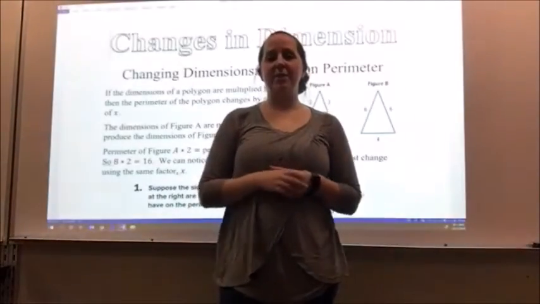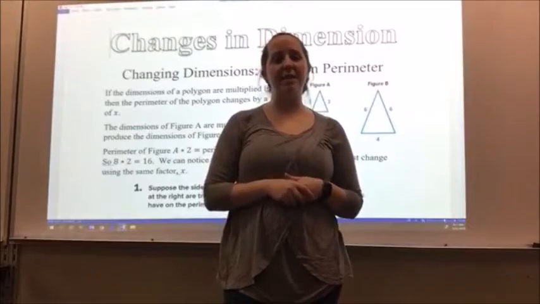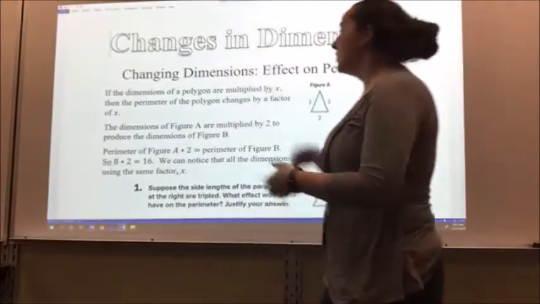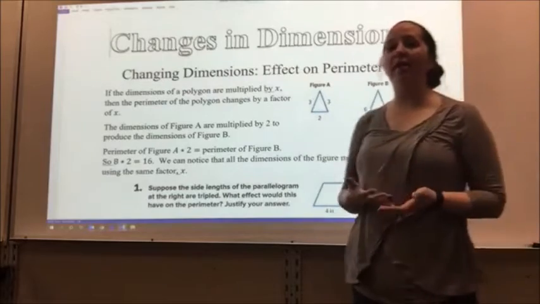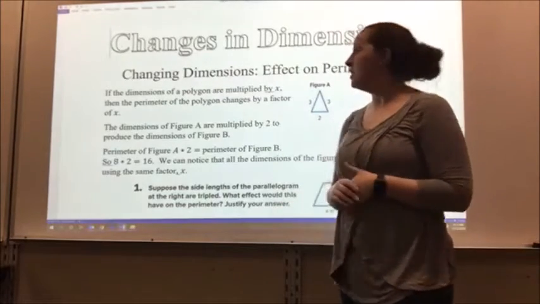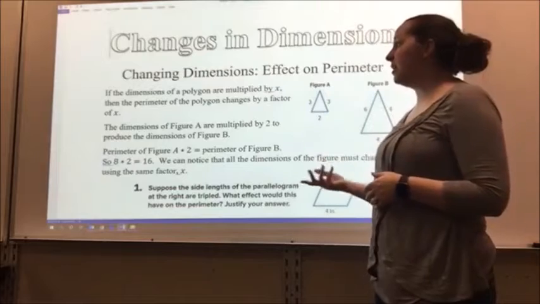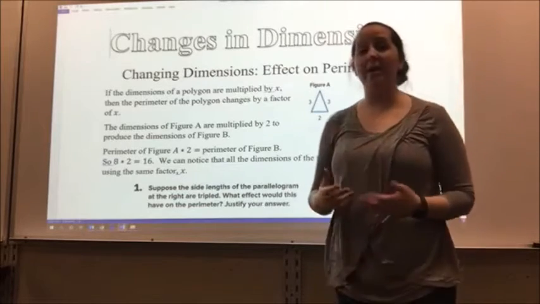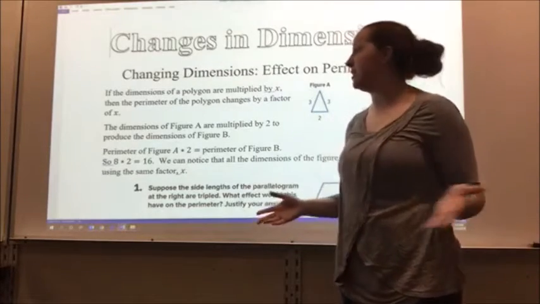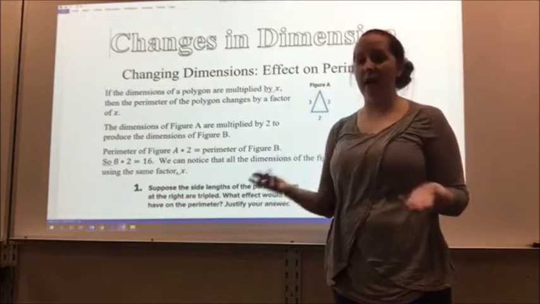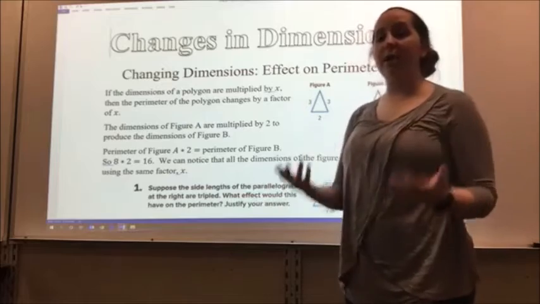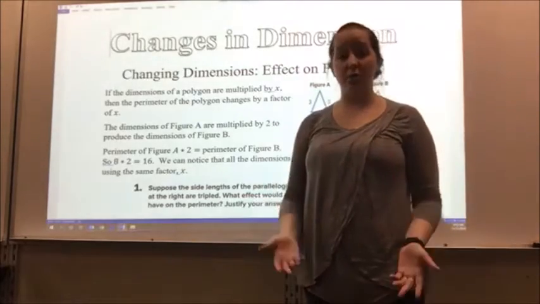Alright, this is Chapter 9, Lesson 4, Changes in Dimension. So, we're going to be talking about changing dimensions and their effect on the perimeter as well as their effect on the area. So, if the dimensions of a polygon are multiplied by x, x being any number that you want it to be, then the perimeter of the polygon changes by a factor of that value. So, if you multiplied it by 2, then it changes by a factor of 2.